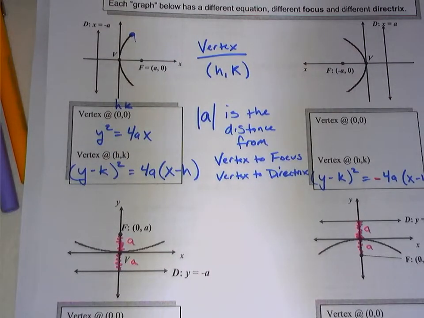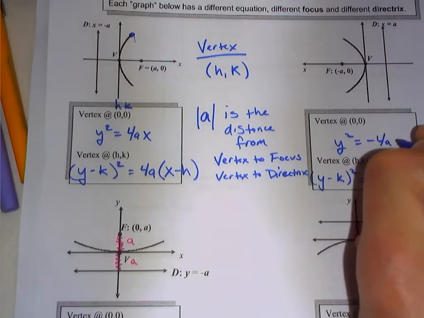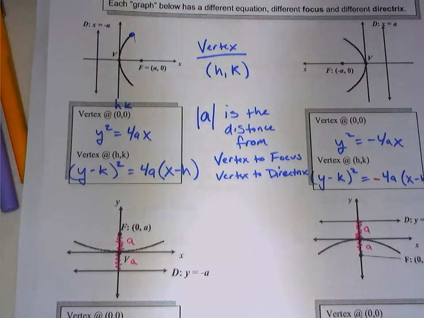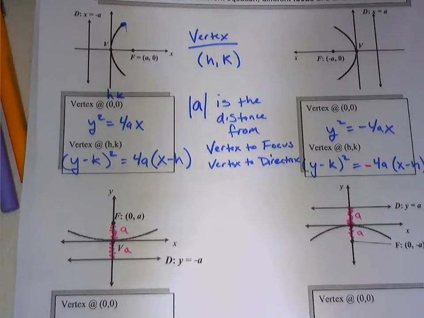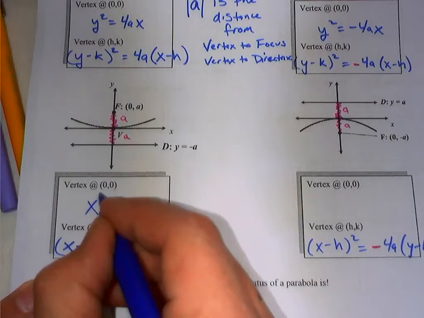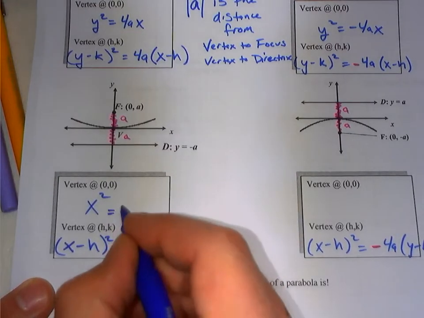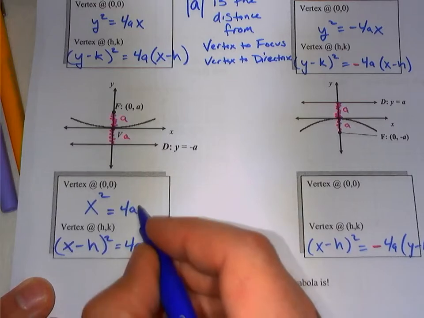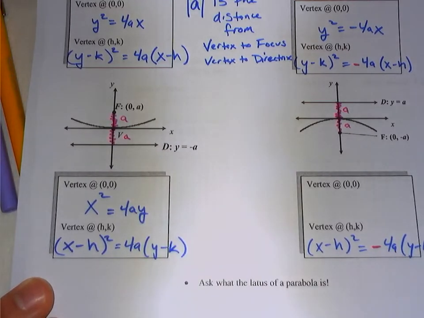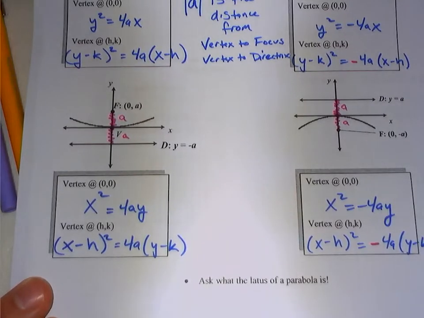Okay? So if you don't see quantities there, know that it's 0. So this guy would be y squared equals negative 4ax, like that. Okay? And then last but not least, if it's opening up, x would be squared. If the h value was 0, x minus 0 is just x and then squared, equals 4a, y minus 0 would be y. So again, if you don't see parentheses, you got to know that the h or k value is 0. And that one would be x squared equals negative 4ay.